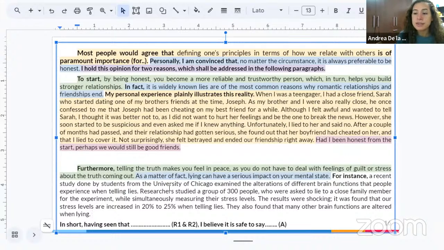But the important thing is that it is proving what I'm saying, right? It is proving that we feel more stressed when we lie than when we tell the truth. So that's what we wanted to prove, and it's proven. And finally, we need the closing idea, right? So it has to be something similar to what we did for the previous paragraph.